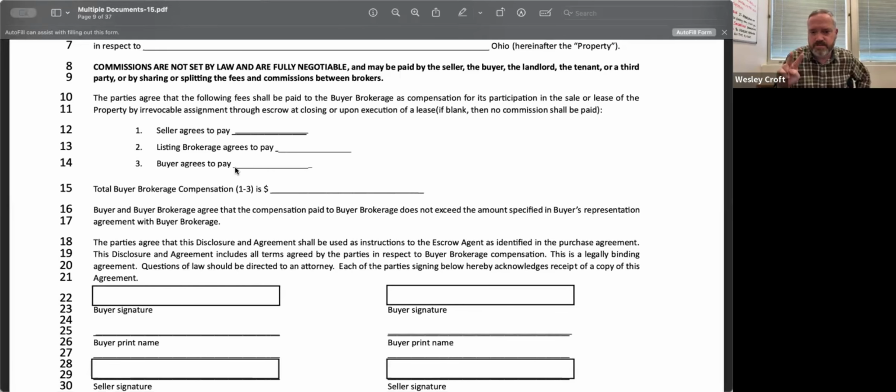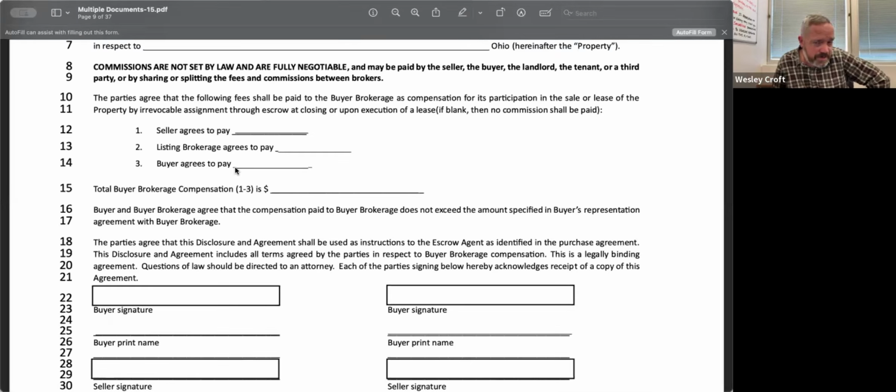So that's the difference between number 1 and number 2 on lines 12 and 13. On line 12, the seller is agreeing to pay you X amount, or on line 2, the listing brokerage is agreeing to pay you X amount. So you'll just have to ask the listing agent that question. Now, line 3, you may be thinking, oh, well, the buyer is agreeing to pay nothing because the buyer's not paying me, the seller or the listing agent is. You would be wrong.